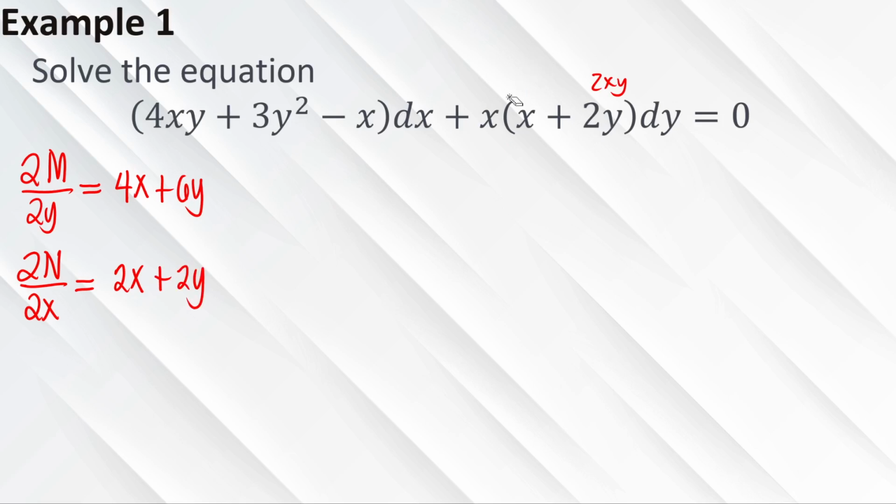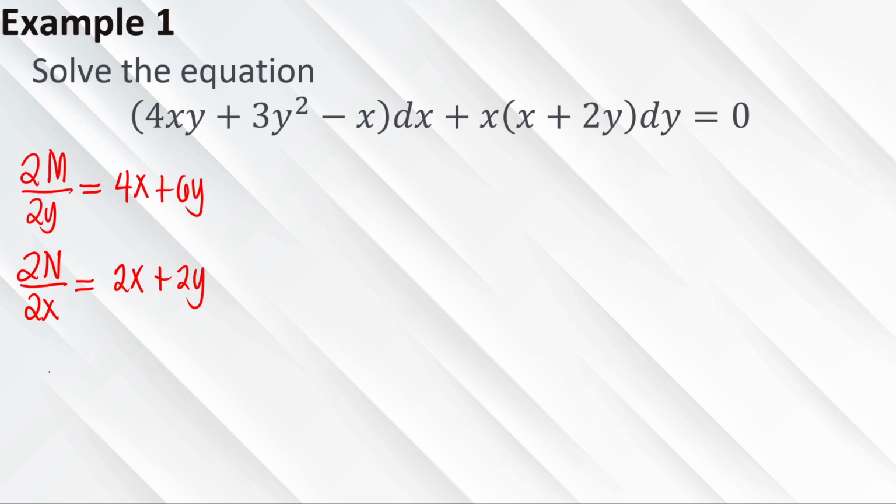So, at a glance, alam mo na yung partial derivative ni N with respect to y is 4x plus 6y, and the partial derivative of N with respect to x is 2x plus 2y. Is not equal. Therefore, hindi siya exact. So, kailangan natin siyang gawing exact. How do we do that?